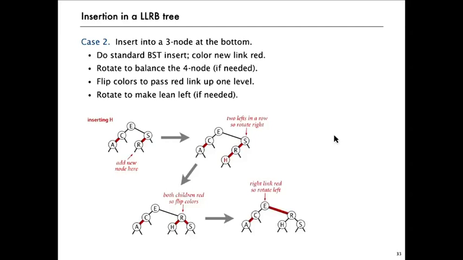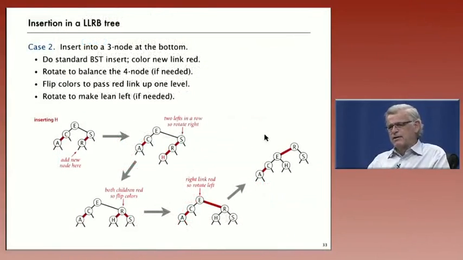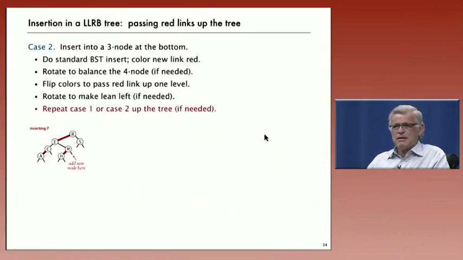Now we flip colors, and that gives us a good red-black tree, except that one red link that we just made is leaning the wrong way. So now we need to rotate left. And then once we've done that, now we have a legal left-leaning red-black tree. That's an insertion into a 3-node at the bottom.